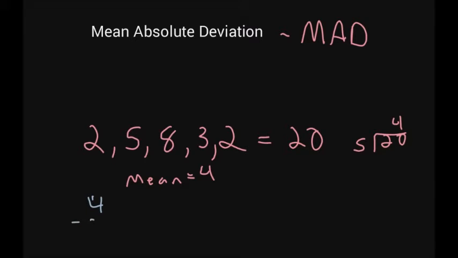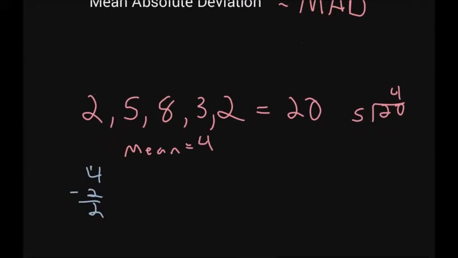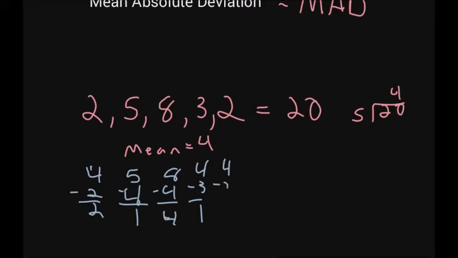4 minus 2 is 2. 5 minus 4 is 1. 8 minus 4 is 4. 4 minus 3 is 1. And 4 minus 2 is 2. So I got 2, 1, 4, 1, and 2. So I'm going to add those up. So 2 plus 1 is 3. Plus 4 is 7. Plus 1 is 8. Plus 2 is 10.